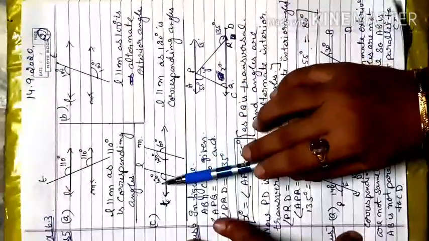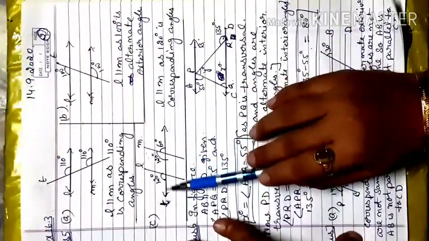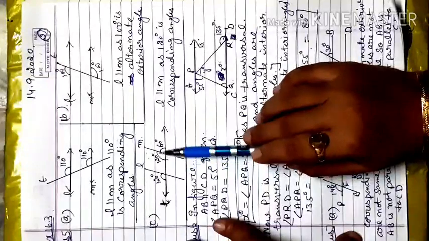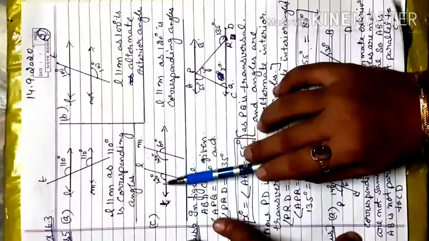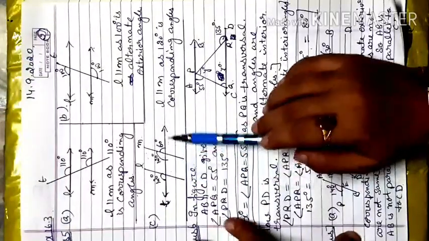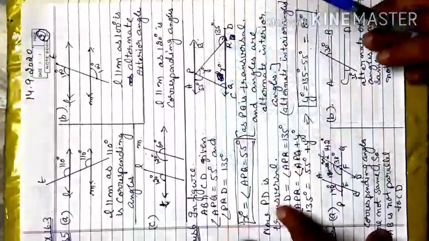Here only 60 degrees and 120 are given to you, but since this is a straight line, we find that 180 minus 60 gives me 120. Now these are two corresponding angles. If two corresponding angles are equal to each other, that means these two lines are parallel to each other.